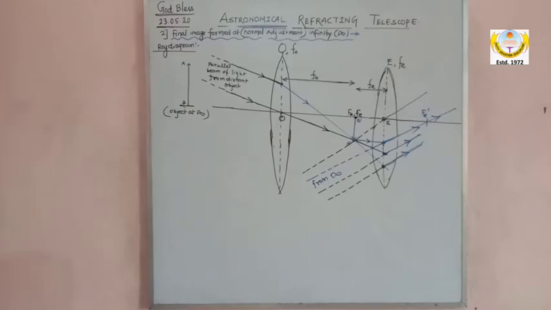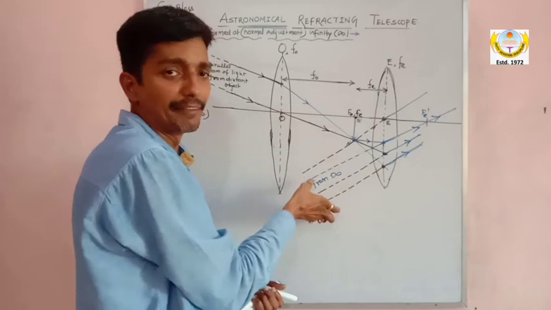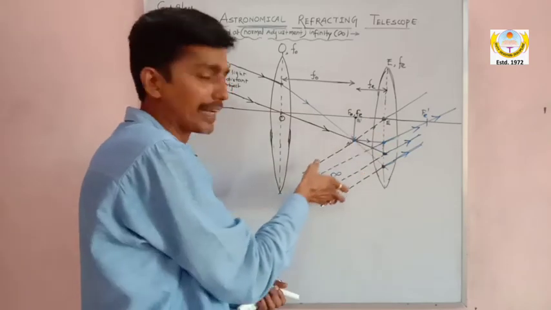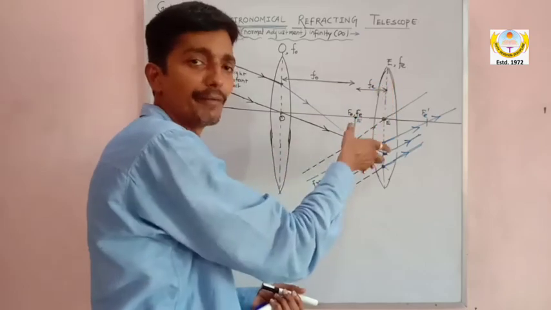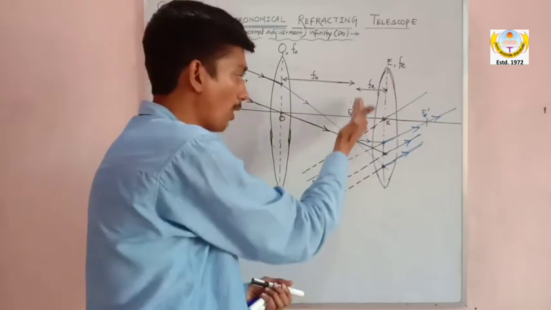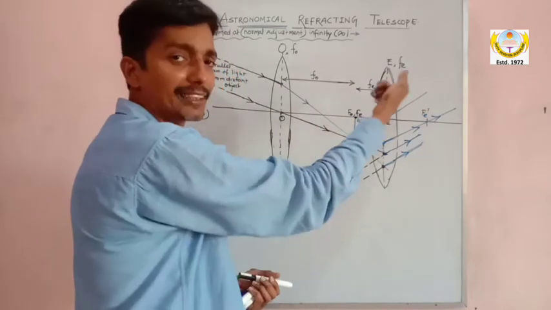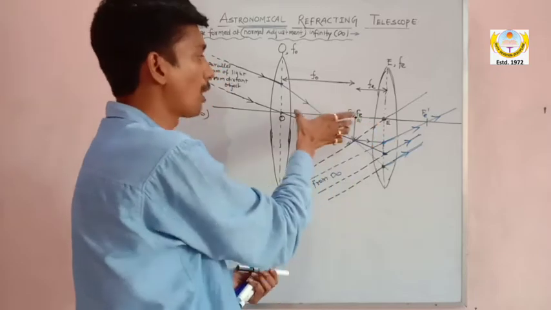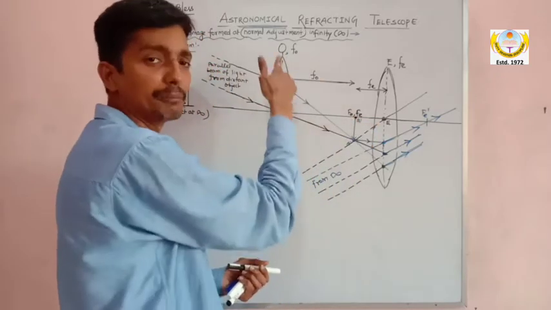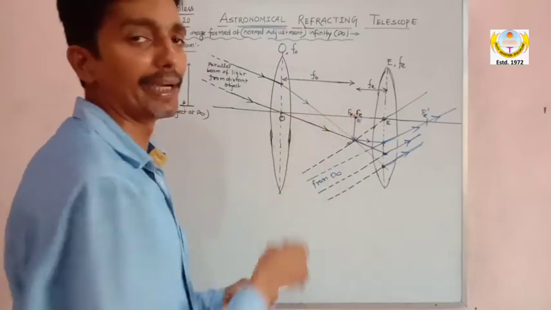Please make a note of this. This is crucial, my dear: the eyepiece forming the image at infinity. The eyepiece will form the image at infinity when the object is at its focus. So this object A dash B dash acts as the object, so it should be at the focus of the eyepiece, but this image is obtained at the focus of the objective by the objective lens. So FO and Fe will coincide, my dear, in the diagram.